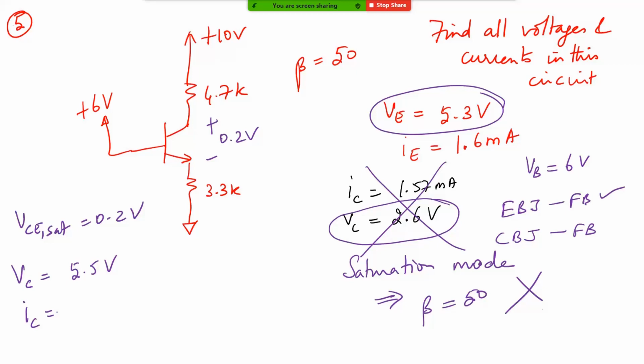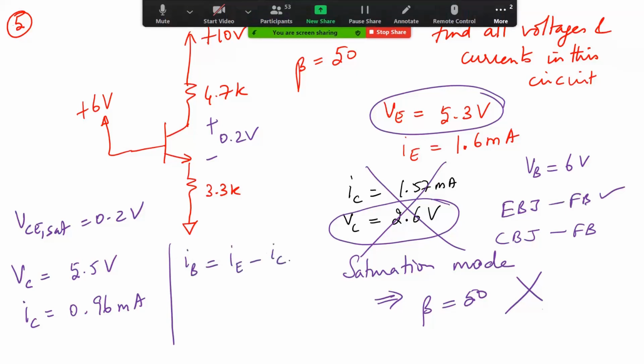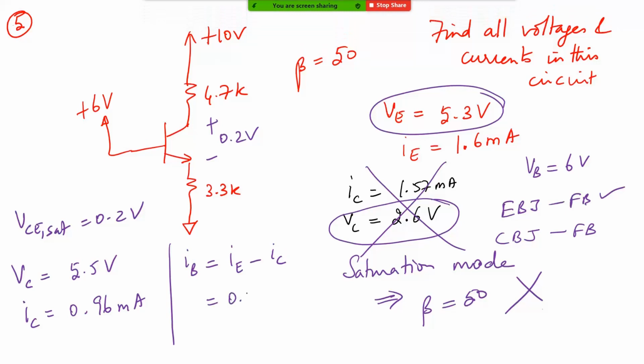N minus 5.5. Exactly. So what is the value? 0.957, okay, about 0.96 milliamp. Right? Now can you find out what is IB? IB can be written as what? IE minus IC. What is the value of IB? 0.64. Okay, 0.64 milliamp.